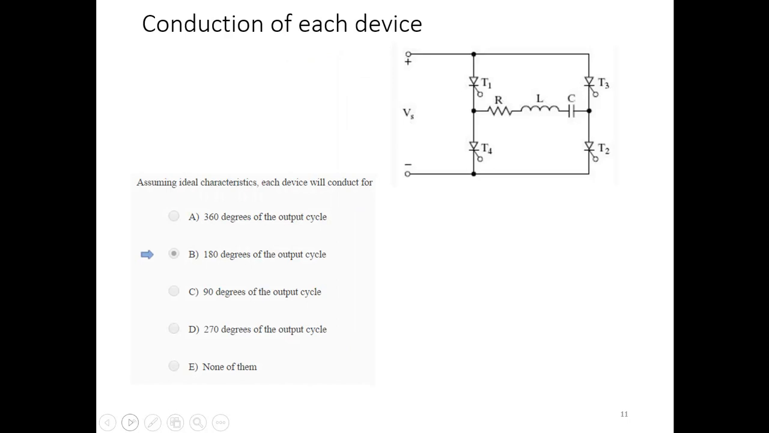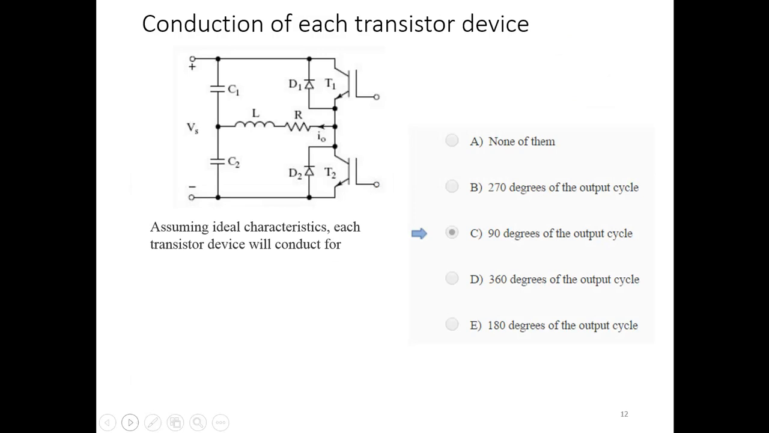Now, conduction of each device. If there are ideal devices, with ideal characteristics, devices 1 and 2 will conduct for 180 degrees, and 3 and 4 for 180 degrees. That means each device conducts for 180 degrees of the output cycle. Whatever the output cycle will be, as long as it's not discontinuous, it will be 180 degrees of the output cycle.